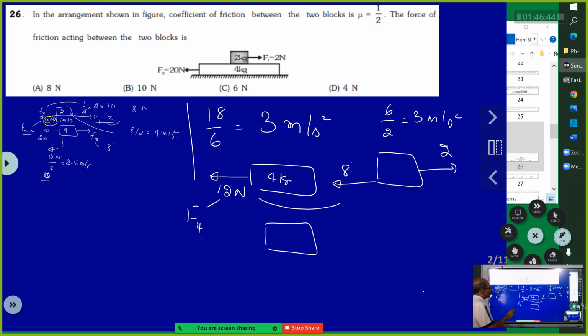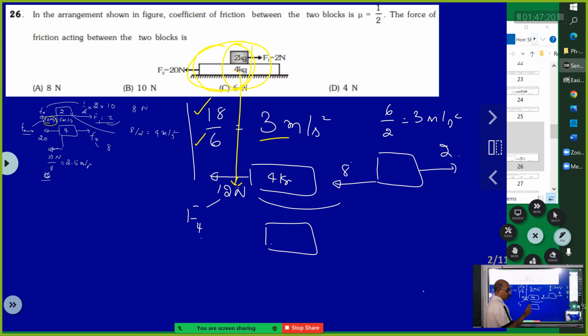Hello, everybody there? If you take this whole thing as a system, the net force acting is 18, and the total mass of the system is 6. So the whole system is going with 3 meters per second square. Is that understood? Now that means 4 kg is moving with 3 meters per second square, and 2 kg is moving with 3 meters per second square. So the net force on the 4 kg has to be 12.